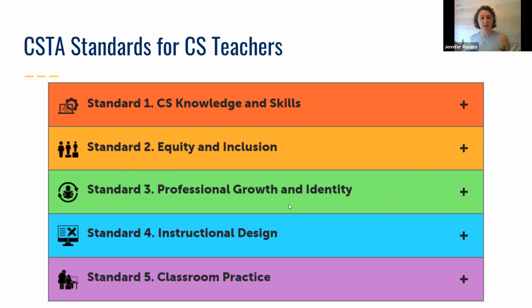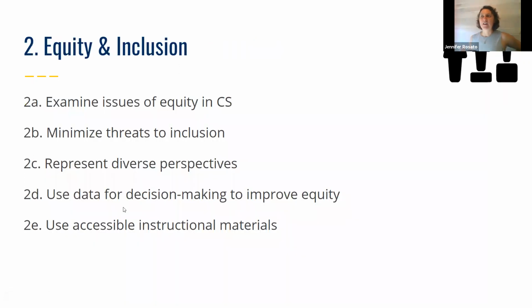Instructional design is that planning piece. How are you planning for the classroom and your students' learning? And then the classroom practice: what are you doing in that environment directly with students? So here is the set of indicators, the top level part of the indicators about equity and inclusion.